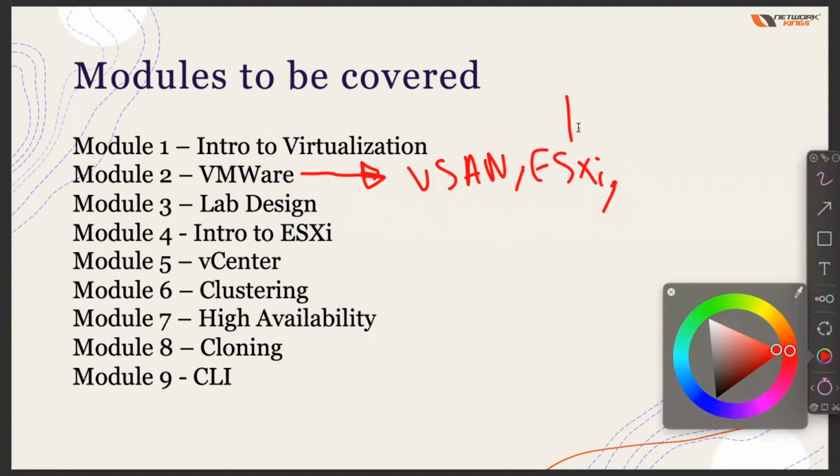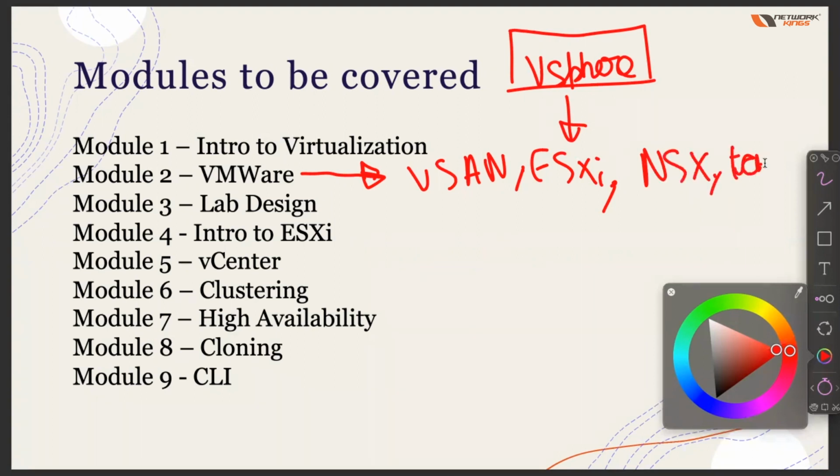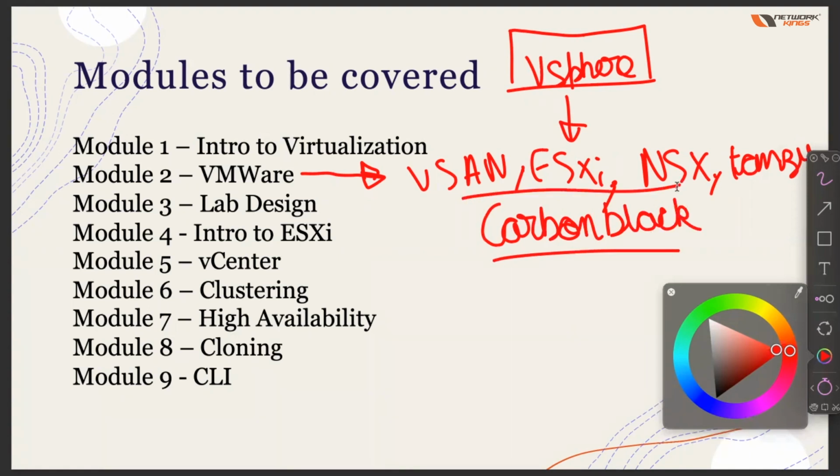And then the bigger body that includes ESXi, which is vSphere. Along with that, we are also going to understand NSX, Tanzu, and Carbon Black for security. So in this module, we are just going to deal with the basic concepts related to VMware, right? And we are going to talk about these products.